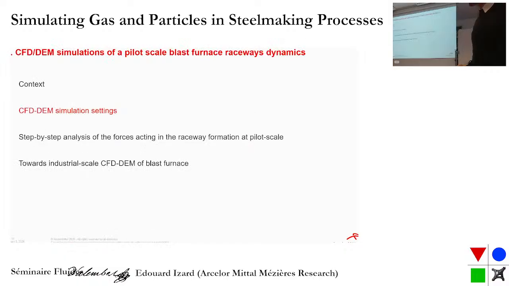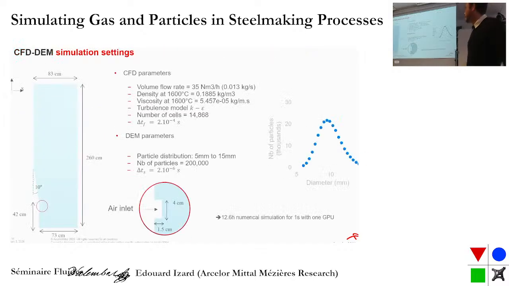So here I'm showing some simulations that we use CFD and DEM coupling. So we have reused similar geometry. So you see that the pilot is about 2 meter height. And here you have the distribution of the particles we have used. You have some details on the choices. So the density and viscosity are taken constant. The model is incompressible, and we use the k-epsilon turbulence model.